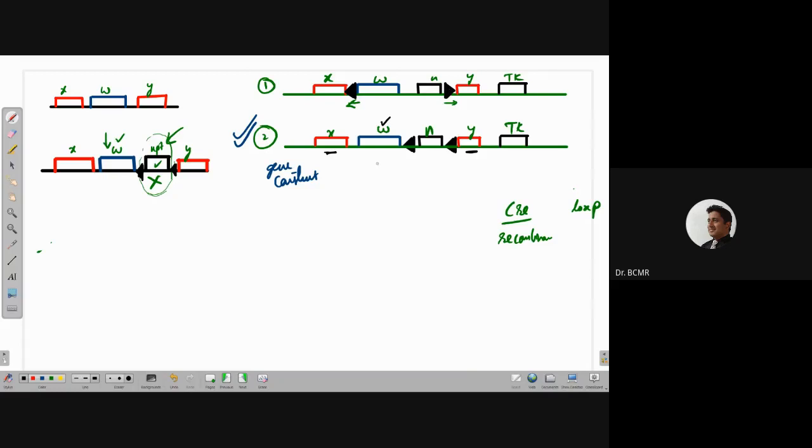I have used the neomycin phosphotransferase gene here because I want positive selection. I should be able to select those that are recombinant from those that are non-recombinant. Then I have used thymidine kinase for negative selection, because I want to eliminate all those that would have integrated through non-homologous means. I have also introduced two recombination sites in the same orientation because I want to get rid of this neomycin gene at a later stage.